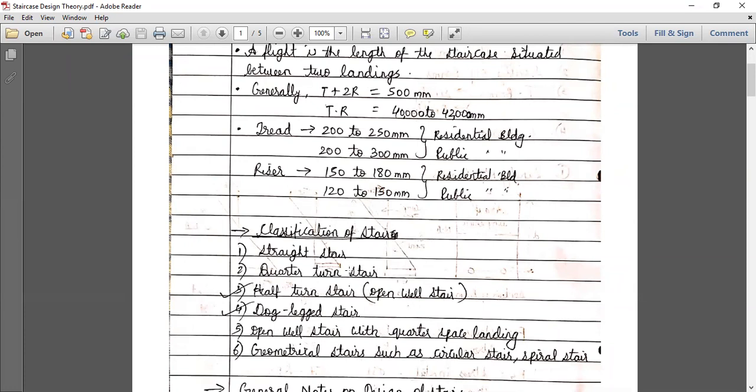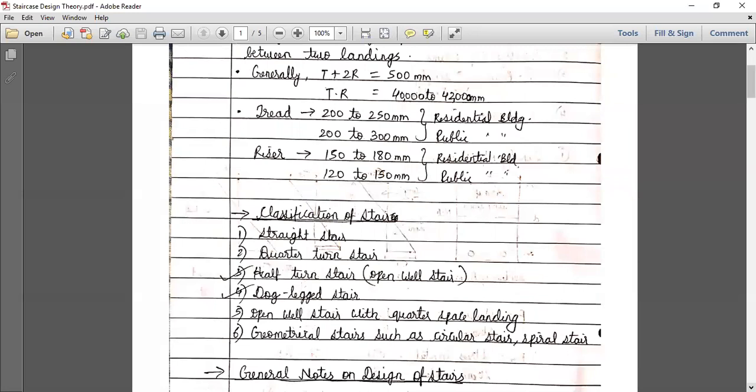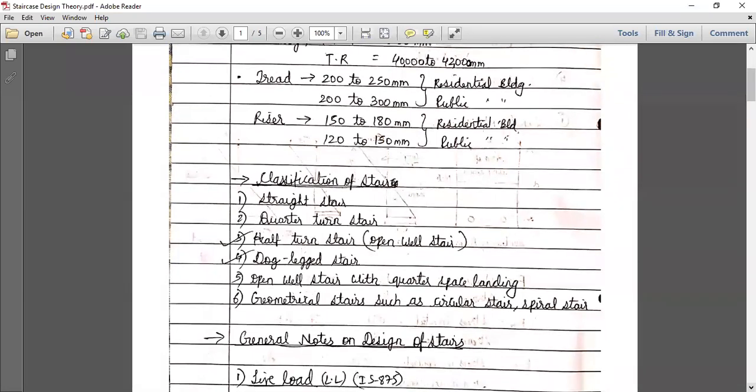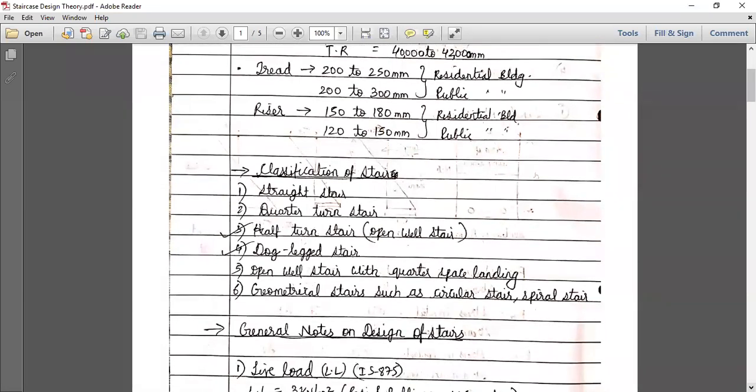As far as your syllabus is concerned, we are going to deal with dogleg staircase and open well staircase, since we have discussed in the first lecture. So these two staircases are expected in the syllabus. We will see the design of dogleg staircase and open well staircase. So let us see the diagrammatic representation of these various staircases.